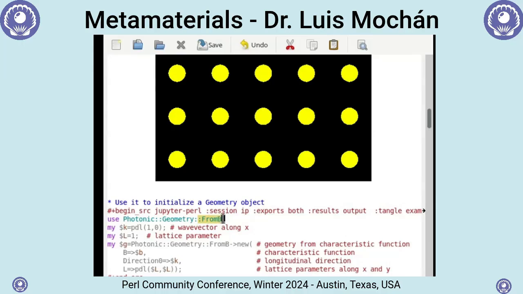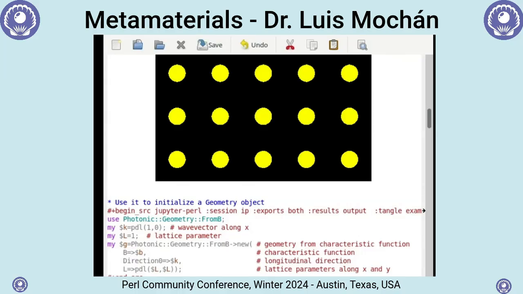from a characteristic function. So what I do here is I initialize that object, telling it what is the characteristic function, what is the direction of the wave I want. So in this case, I will take a wave that is moving in the 1, 0 direction. That means the x direction. And what is the size of the unit cell? So I took a unit cell that is normalized, that has a size of 1 in the x direction and the y direction. So I run this code.